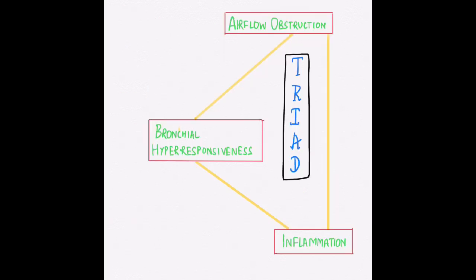Because of these changes within the bronchiole, three characteristics of asthma arise, which can be memorized as a triad of airflow obstruction, broncho hyperresponsiveness, and inflammation.